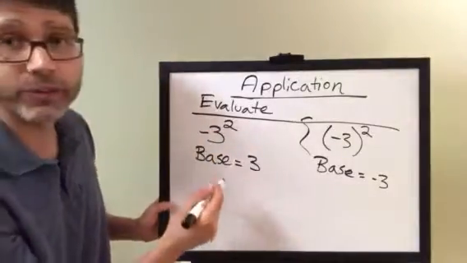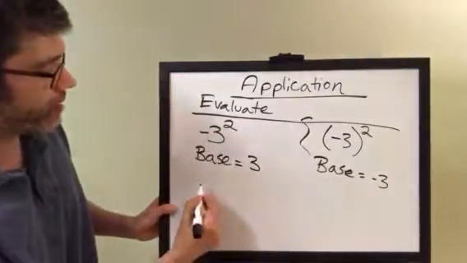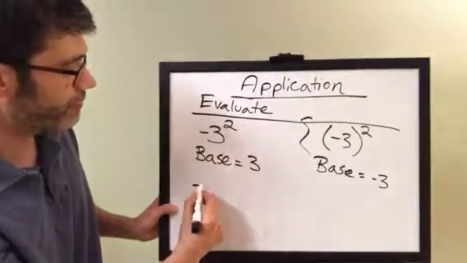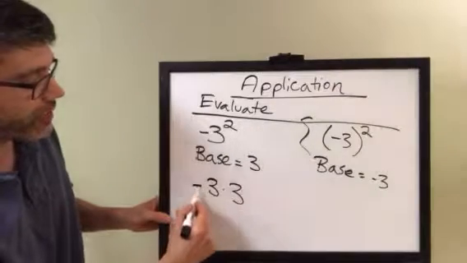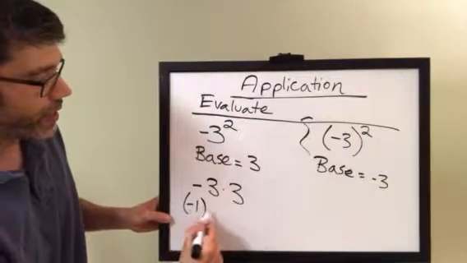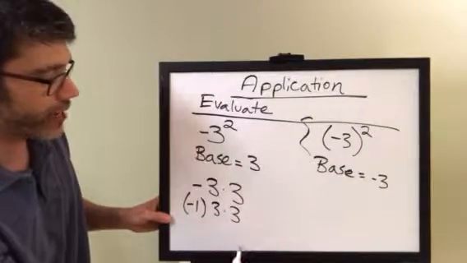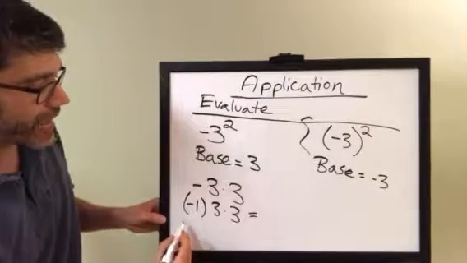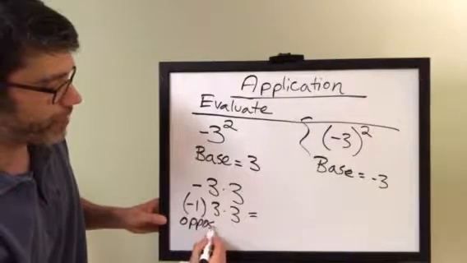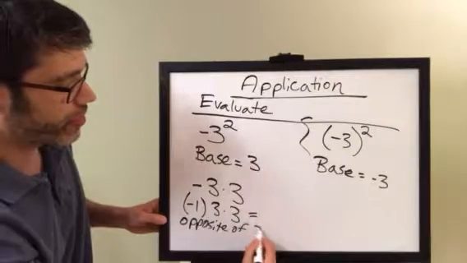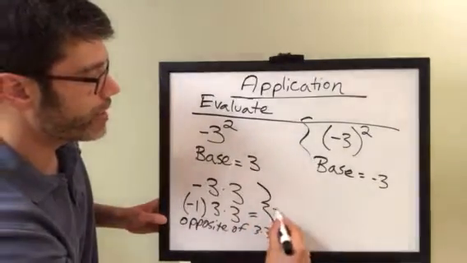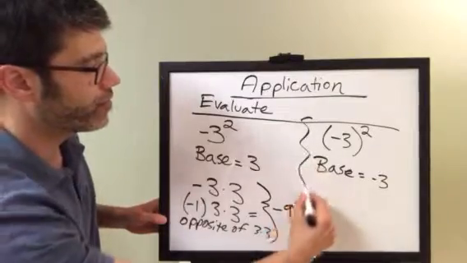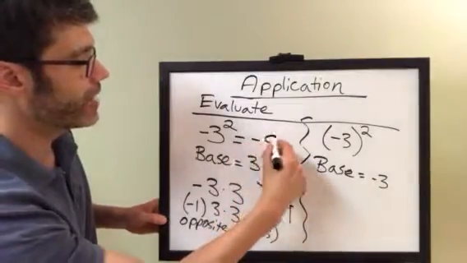All right, so if I were to expand it, this over here would look like negative times 3 times 3. You could even think of this as a negative 1 times a 3 times 3, okay? Or you could say it's the opposite of 3 times 3, okay? In any of these cases, we would come out with a negative 9, all right? So this evaluates to negative 9.